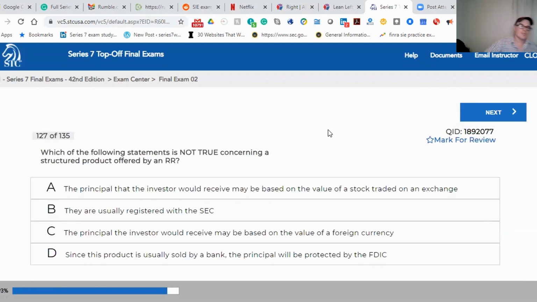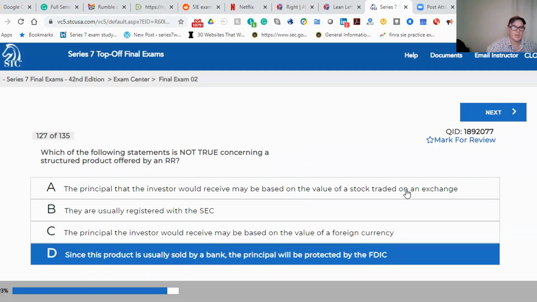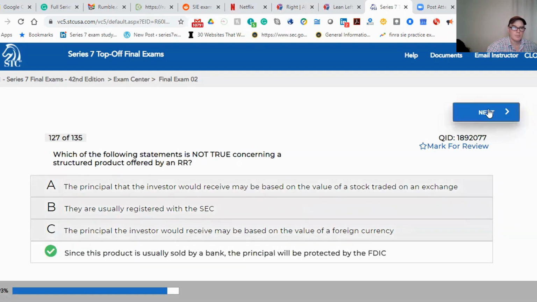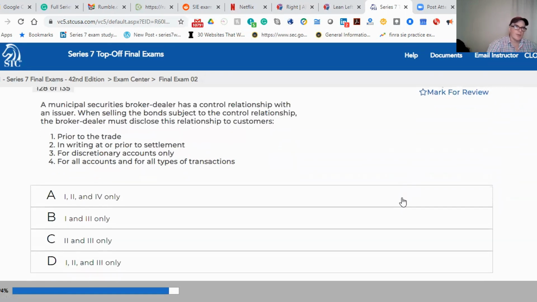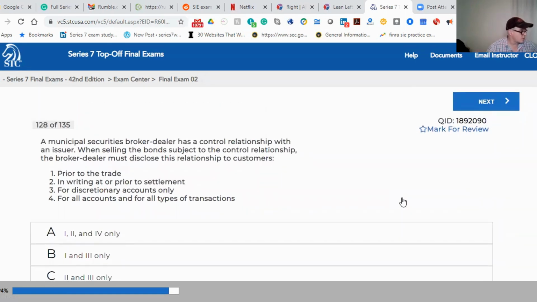Okay. Which of the following statements is not true concerning a structured product offered by an RR? The principal that the investor would receive may be based on the value of a stock traded on an exchange. They're usually registered with the SEC. The principal the investor receives may be based on the value of a foreign currency. Since this product is sold by a bank, I don't think that's true, because it's not FDIC insured. I can be wrong. Boom. They may be sold by banks, but they're securities, so they're not FDIC insured.